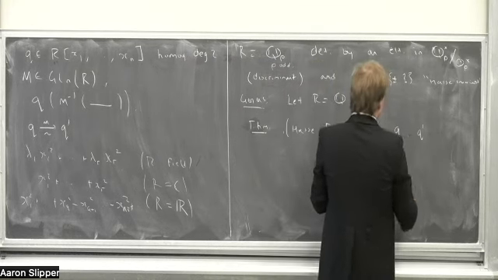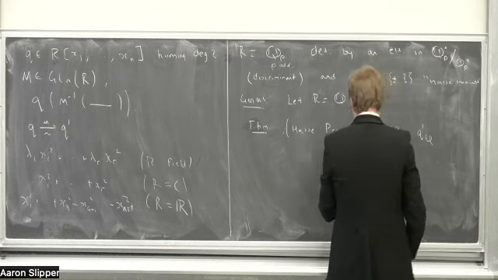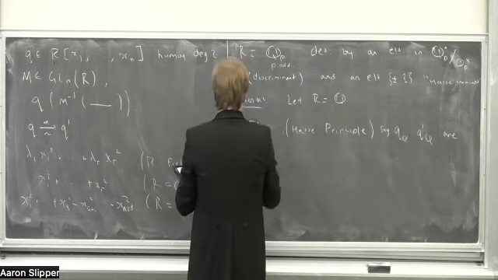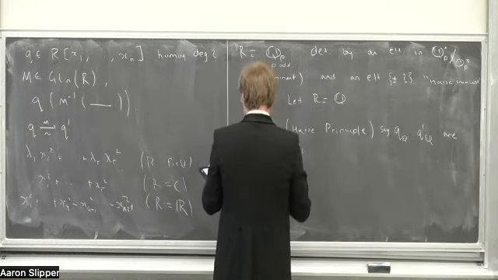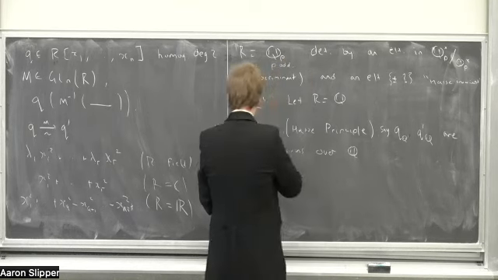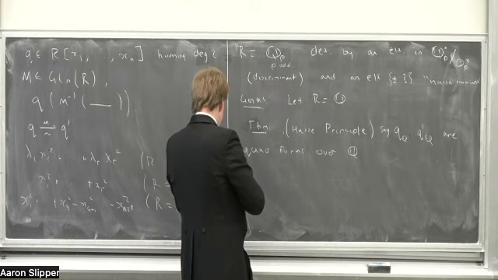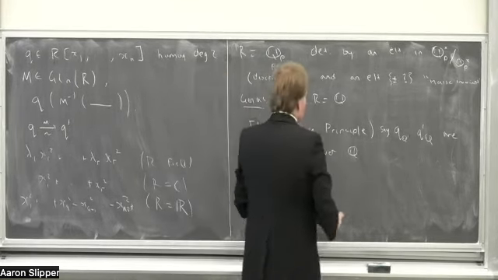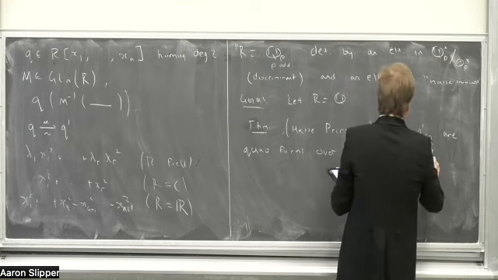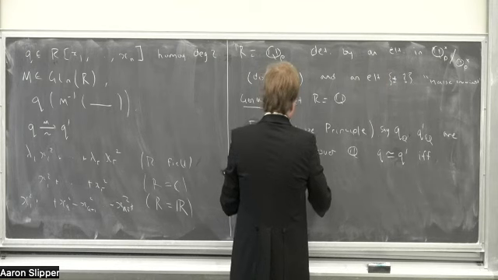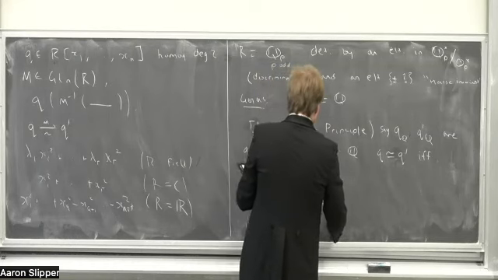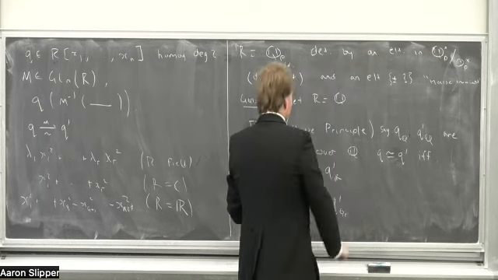Say Q and Q prime over the rational numbers are quadratic forms over Q. Then Q is equivalent to Q prime if and only if Q_R is equivalent to Q prime_R and Q_p is equivalent to Q prime_p for all p.